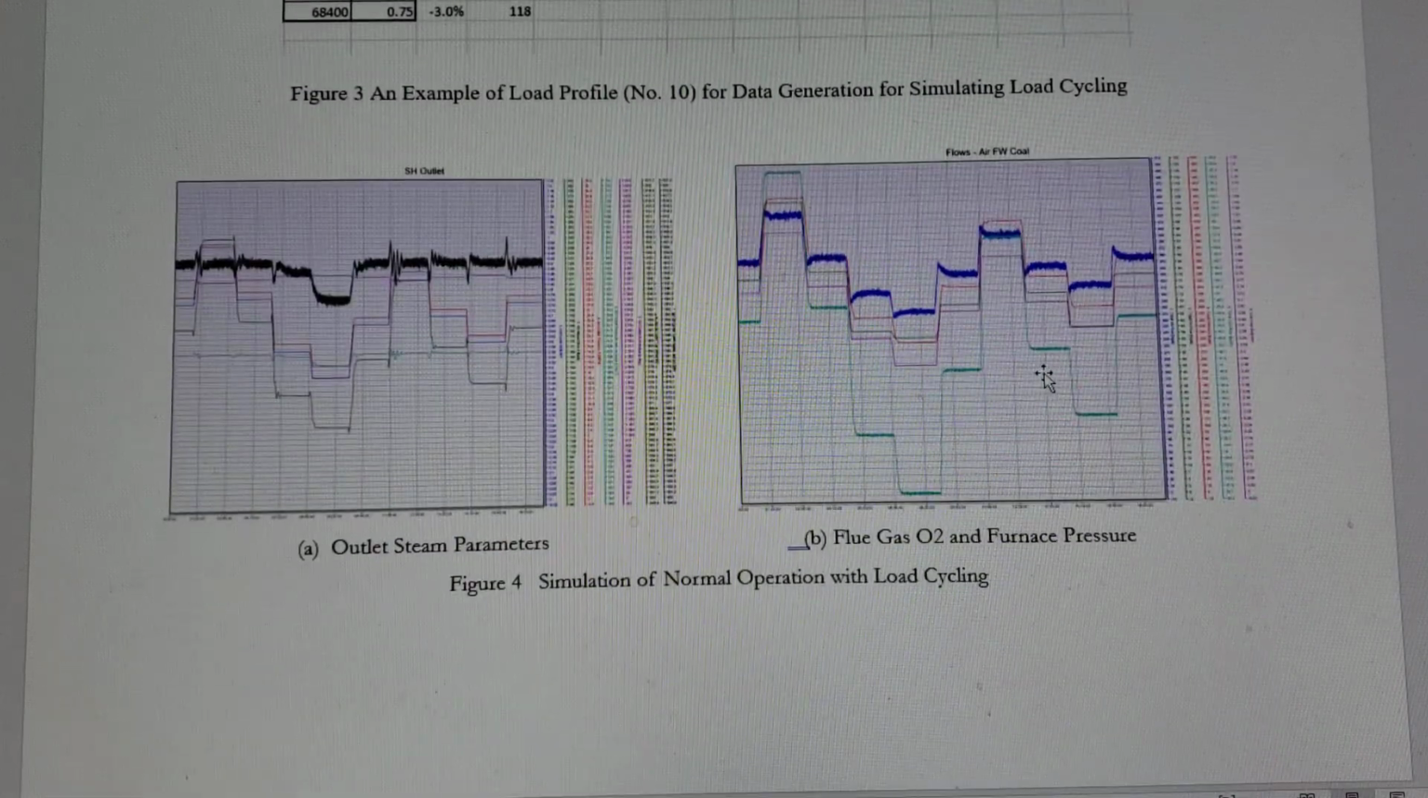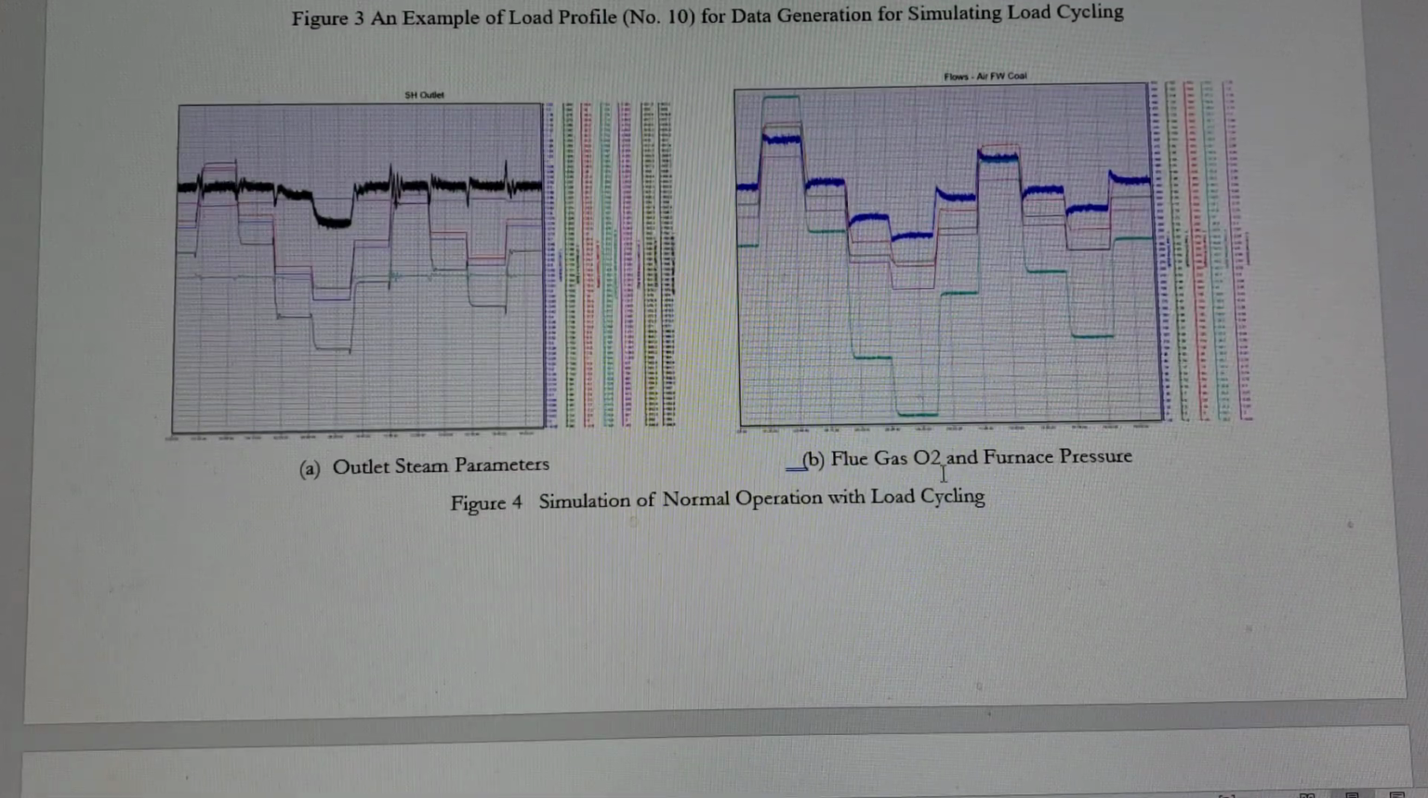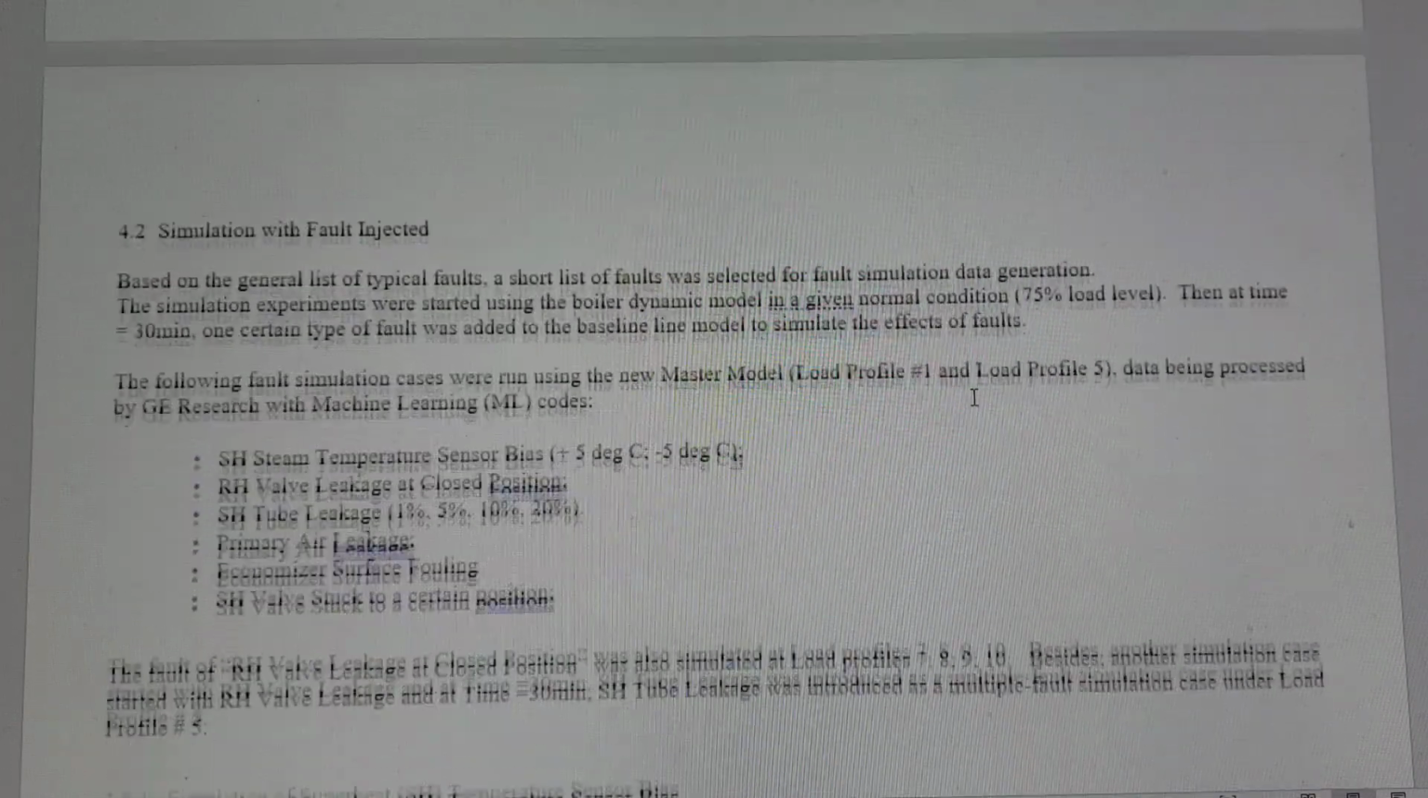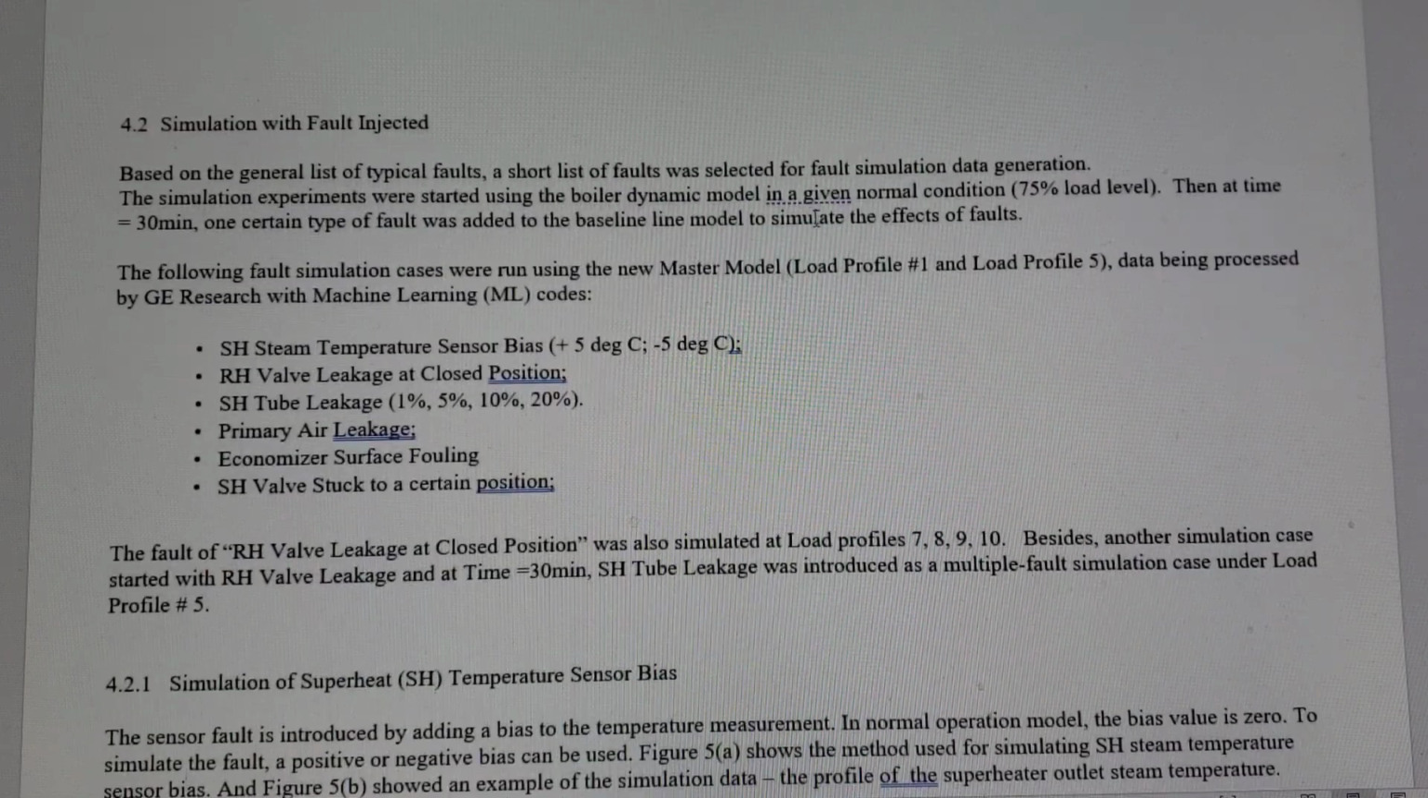So there are outlet steam parameters and flue gas. These are examples, and then with the same model we inject the fault, meaning we inject faults just by changing some parameters in the simulator.